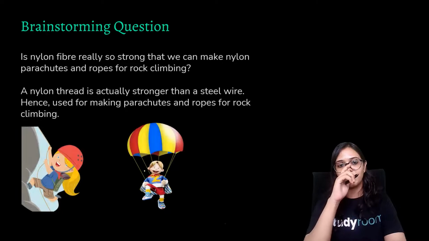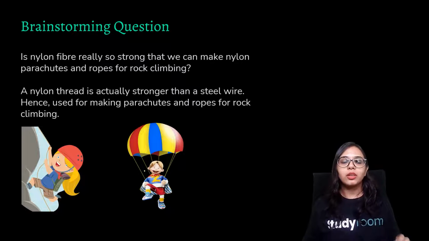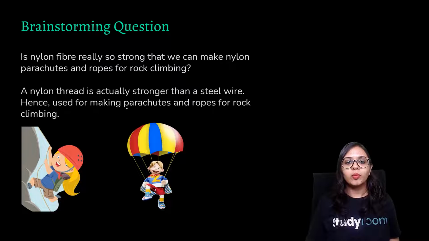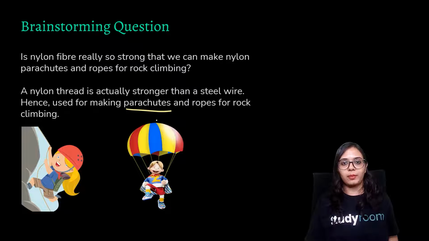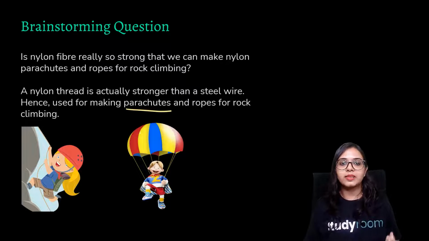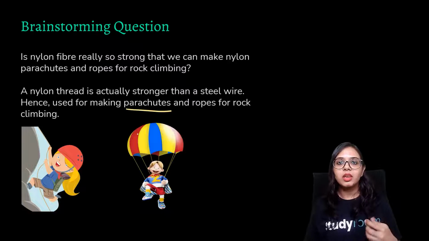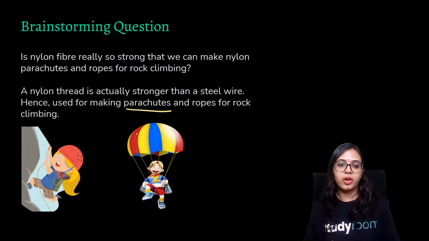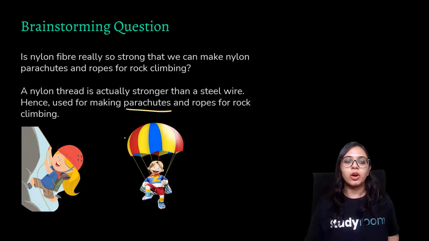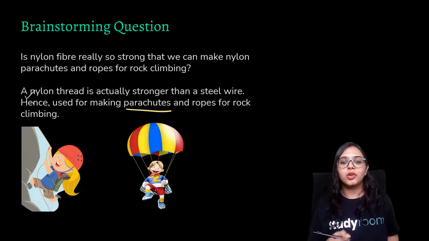An interesting fact about nylon is that nylon thread is so strong that it is actually used for making parachutes and ropes for rock climbing. An interesting fact is that before the World War, nylon fibers were very famous for making socks and stockings for women. And when the World War came, the demand for nylon shifted to the production of parachutes and ropes, because these were important with respect to war.